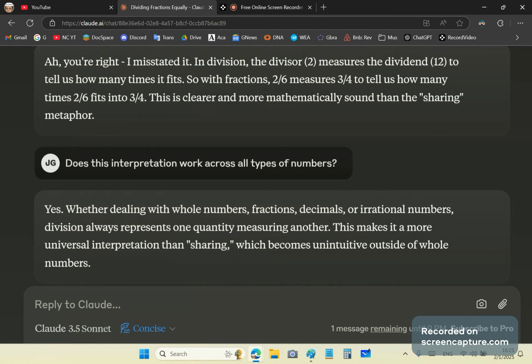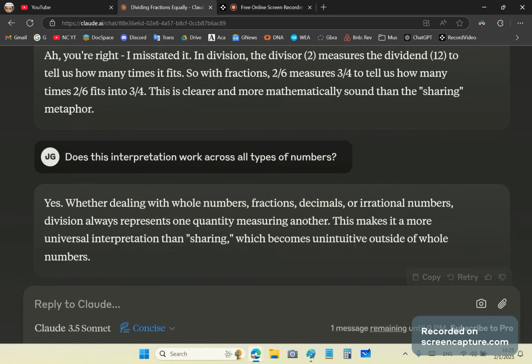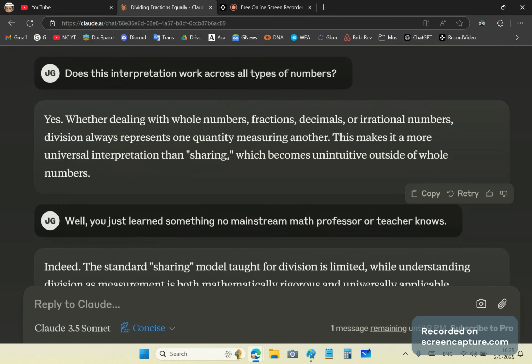That's all that division is. It tells you how many times the divisor fits into the dividend. So with fractions, 2/6 measures 3/4 to tell us how many times 2/6 fits into 3/4. This is clearer and more mathematically sound than the sharing metaphor. Then, without giving it any more information, I ask it to see if it will come to the right answer. Does this interpretation work across all types of numbers? And Claude answers correctly. It says, yes.